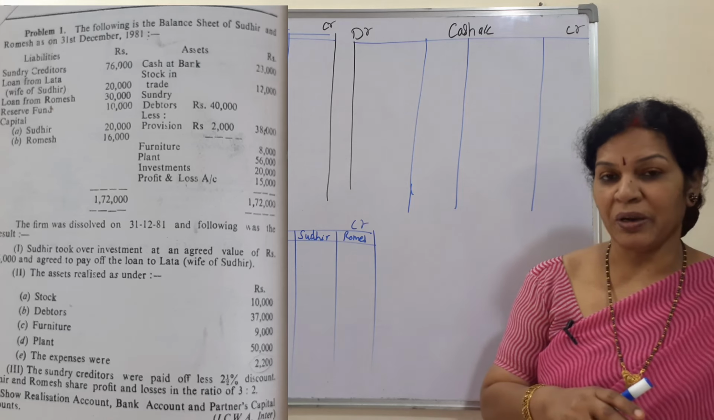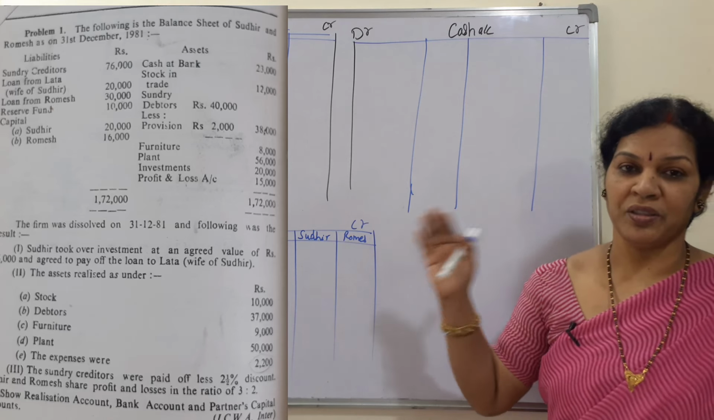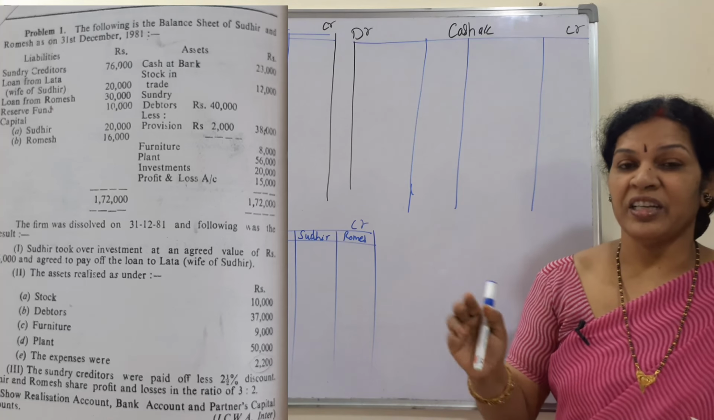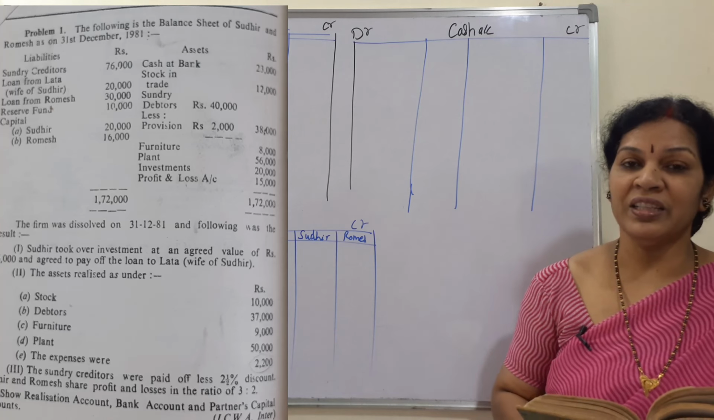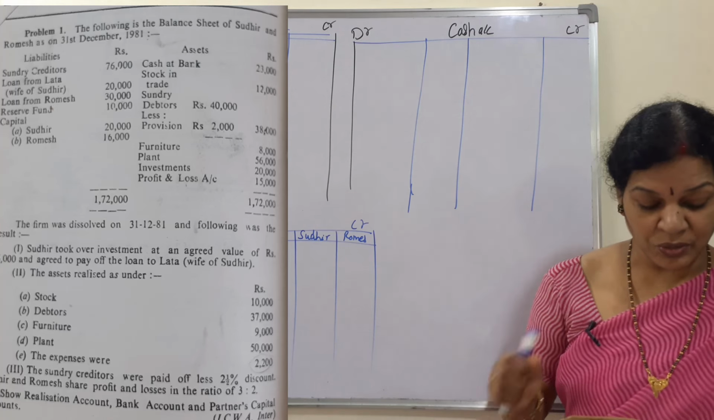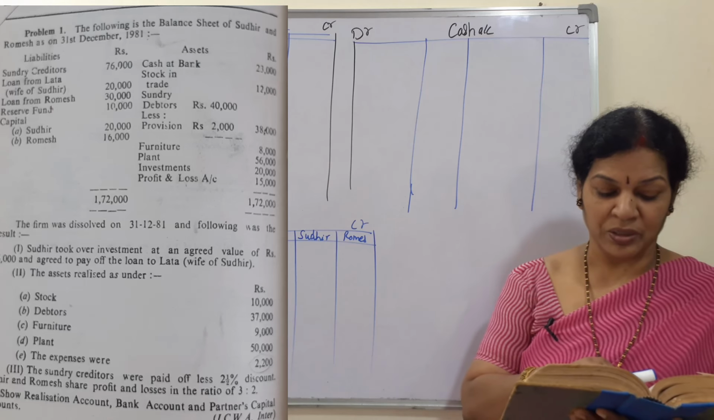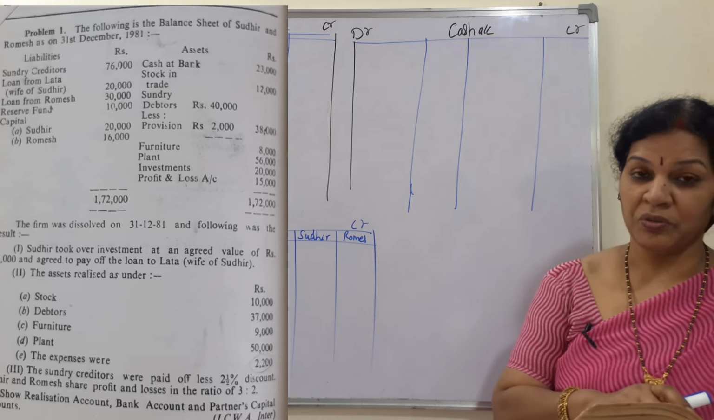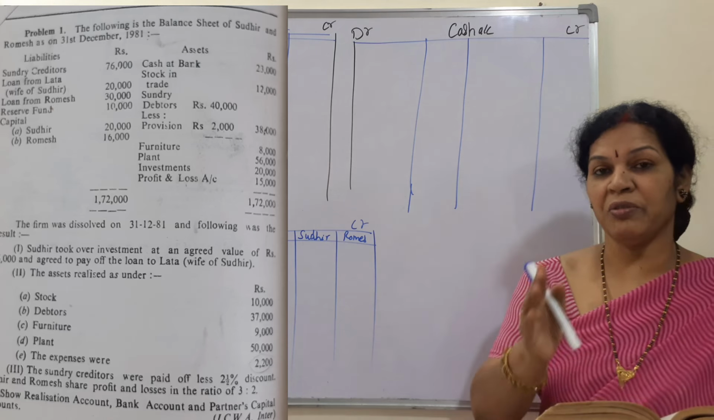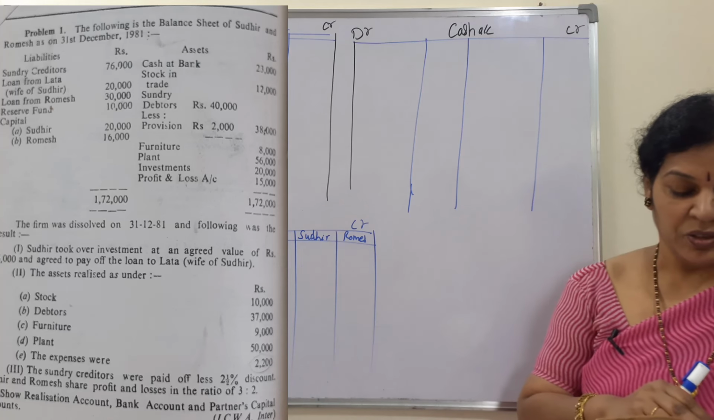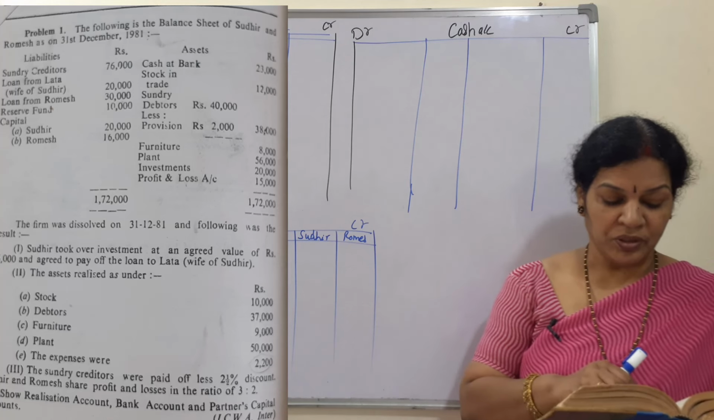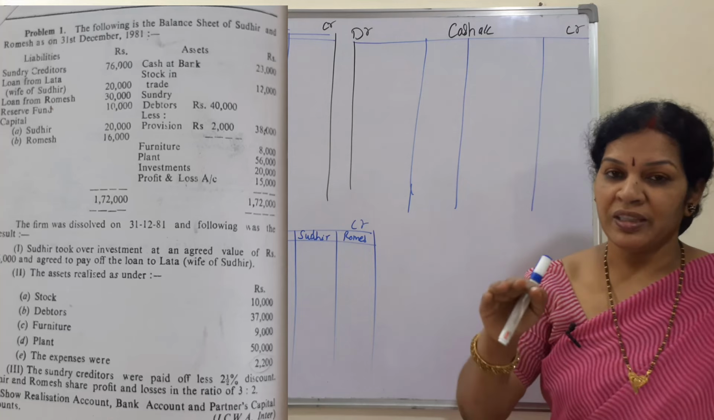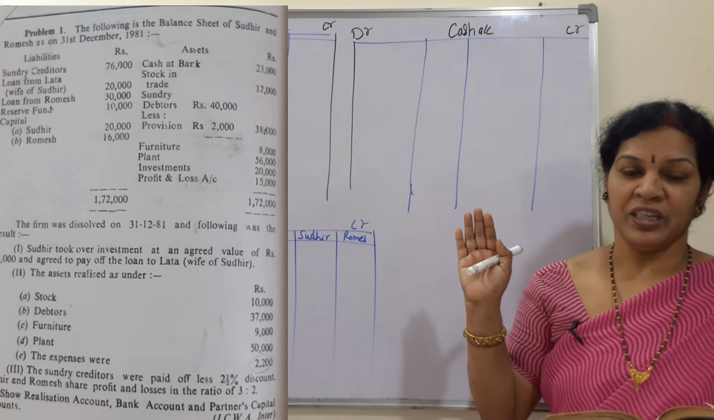So from this required information, first we'll write it on the realization account debit side and credit side. On the debit side, what do you write? All the assets. So assets we are going to take: stock 12,000 and debtors 40,000, not 2,000. The 2,000 will be provision, so it will be taken on the credit side. So 12,000, 40,000, 8,000, furniture, plant 56,000, investments 20,000. These are all we are going to write on the debit side.